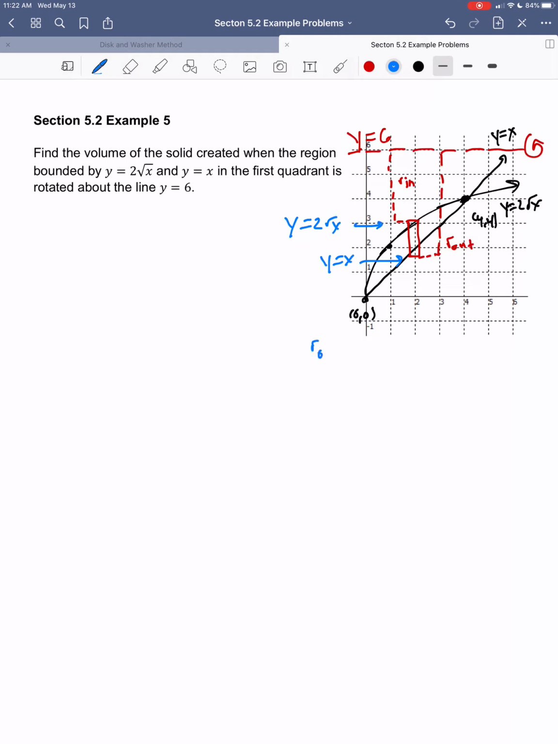So my outer radius is this distance here. That's a y distance, a vertical distance, so I'm going to have to subtract y coordinates. I always take the top minus the bottom. What's the y coordinate up here? Well, that's y equals 6. What's the y coordinate down here? It's just x. So my outer radius is going to be 6 minus x. My inner radius then is this distance right here. The top is a y coordinate of 6. The bottom is the y coordinate of 2 square root of x.